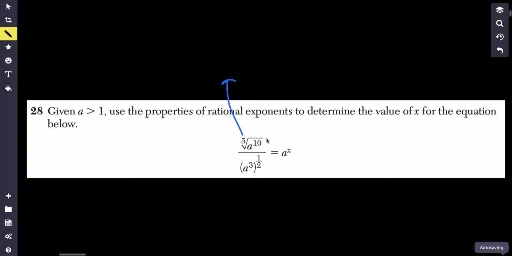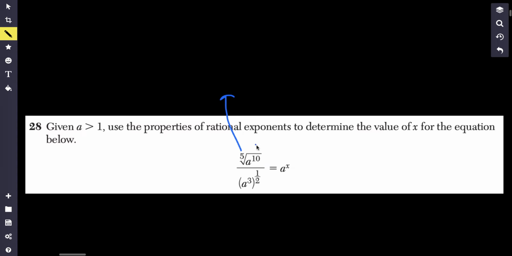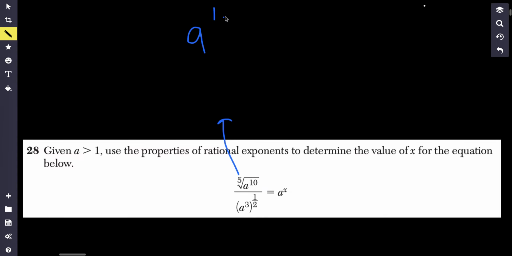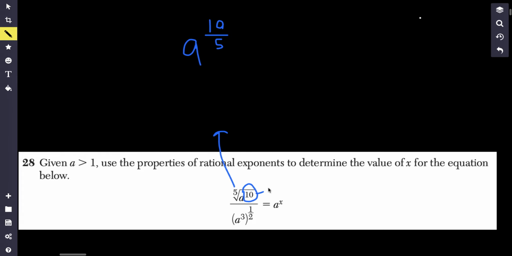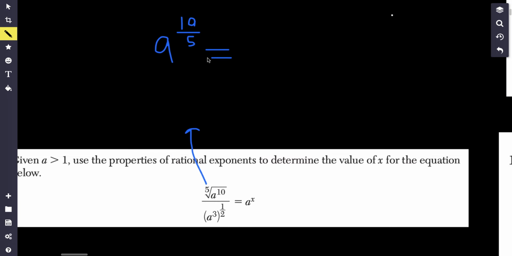So once again, in order to convert from radical to exponents, what we can do is rewrite it as a to the 10 over 5th power, right? Because remember, the thing inside the root goes on top, the thing outside the root goes on the bottom. You can kind of think about it like that. And 10 over 5 is equal to 2. So this right over here is equal to a to the 2nd power.